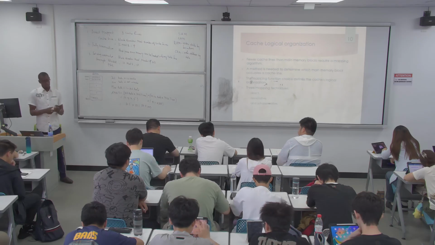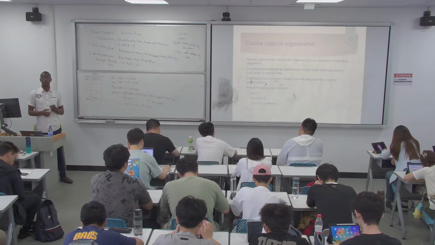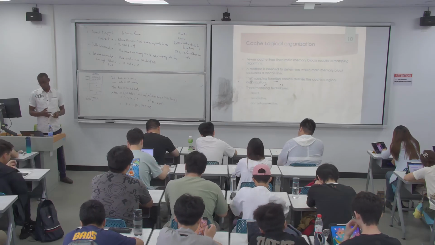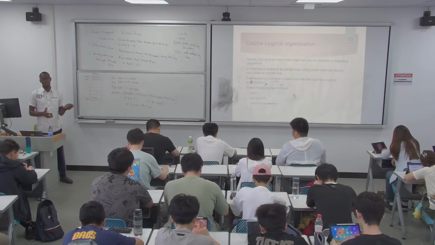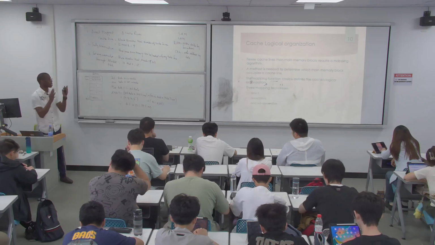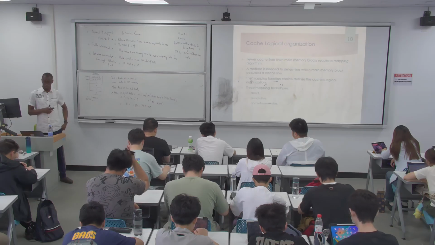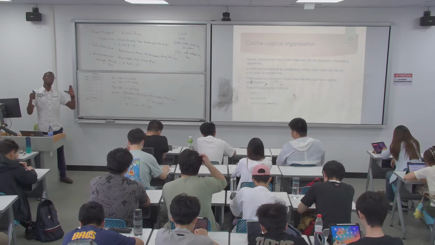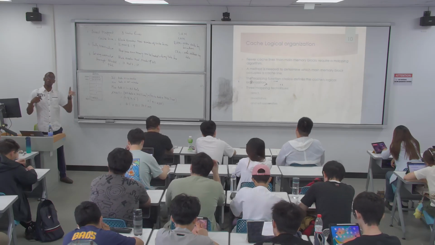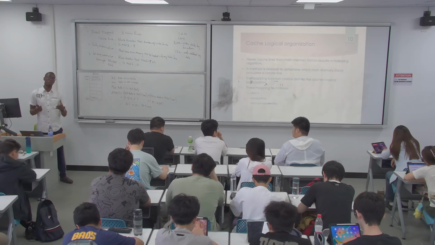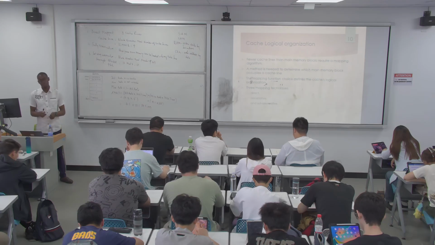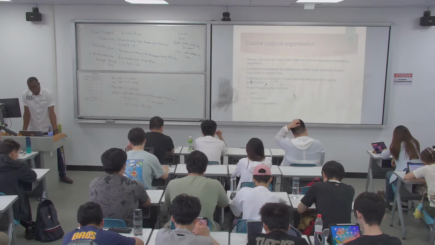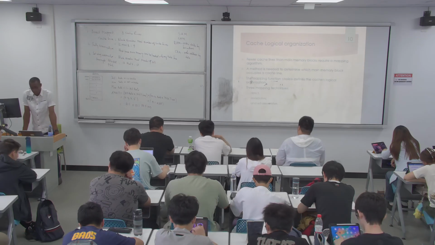Now, we need to have a short review of cache memory logic organization before we start the cache write policy. We have the cache memory, which is smaller than the main memory. That means that not all the blocks from the main memory can be loaded into the cache memory at the same time. So we have fewer cache lines than main memory blocks.